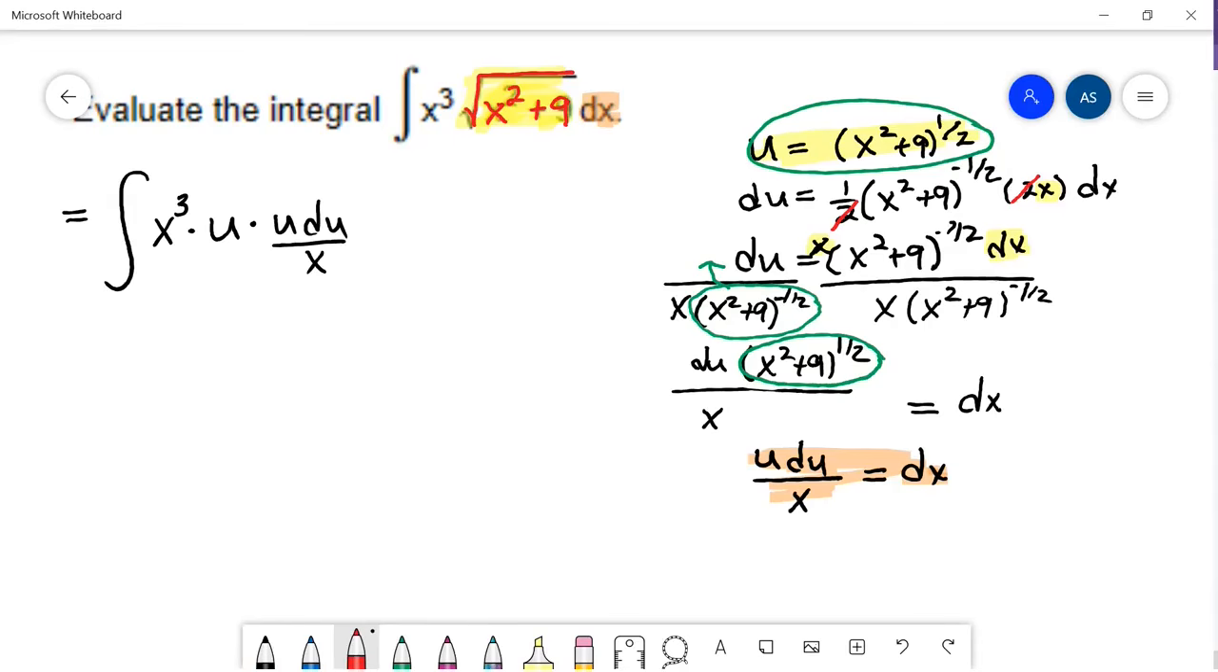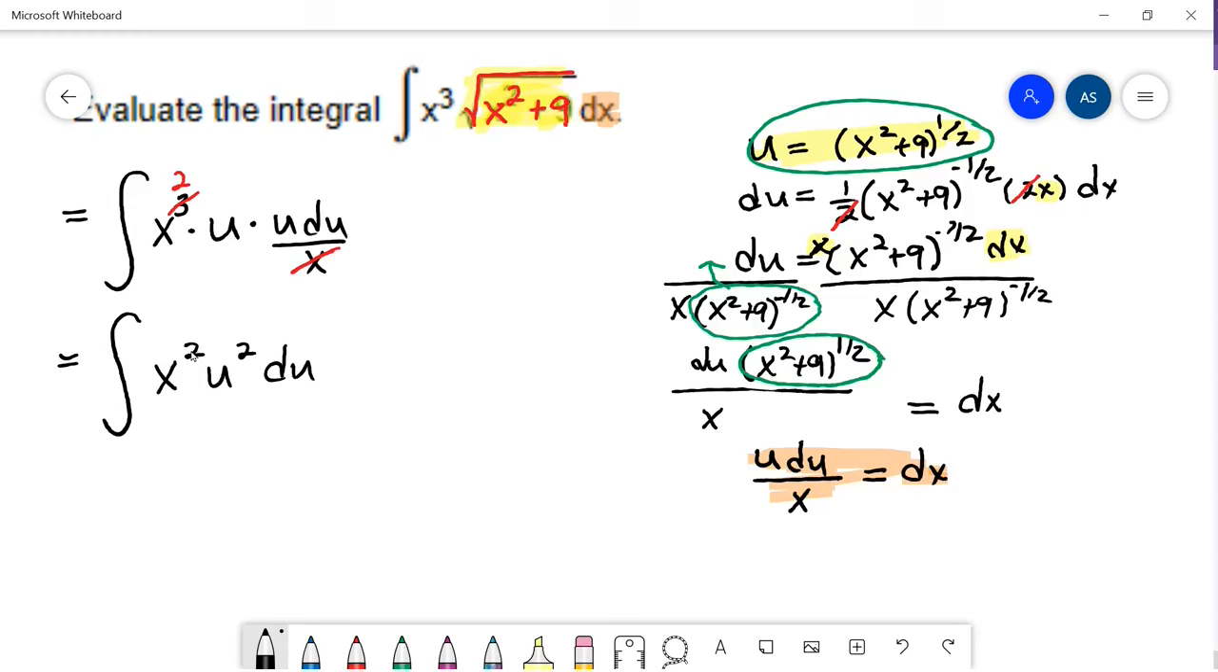I'll simplify this a little bit and you'll see that we have an x canceling here and an x canceling here, so now we have an x squared. And we have x squared u squared du. Now, we are still not ready to evaluate this integral because when we change variables from x to u, we need to change it all the way. We still have this x squared here.